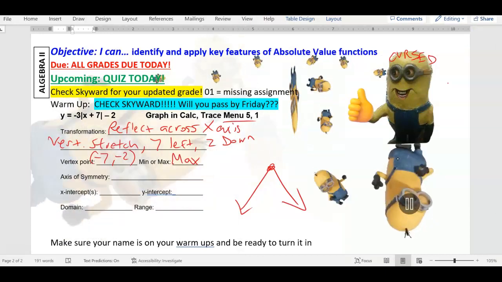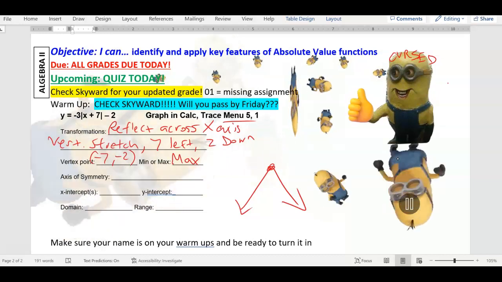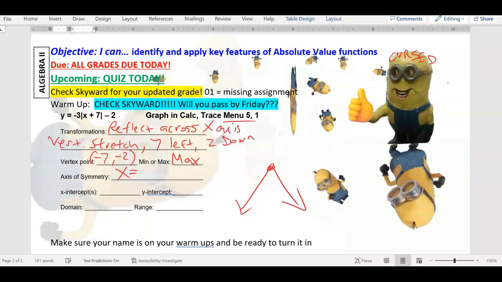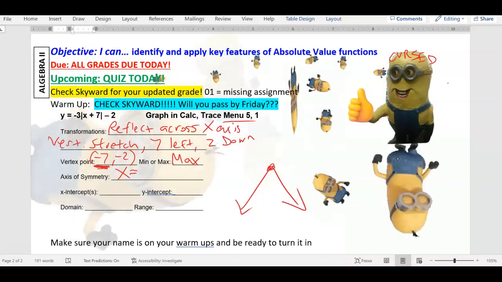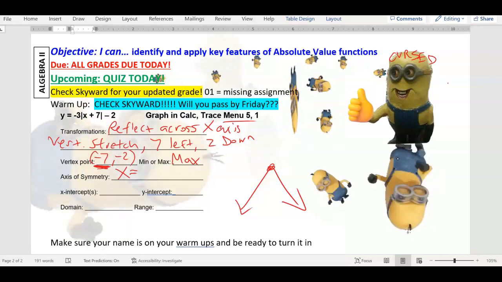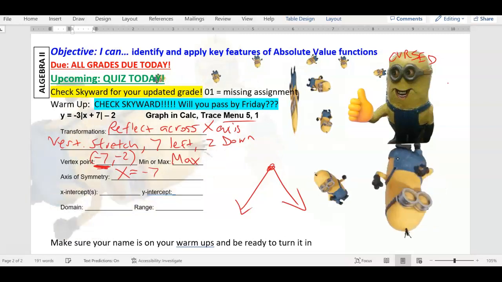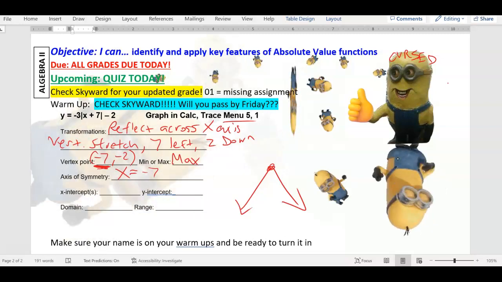Now, axis of symmetry is always going to be what? X equals, and what is the x that it equals? What's the x value of the vertex? -7. All right, so x equals the x value of the vertex. That'll be the vertical line going through the vertex.